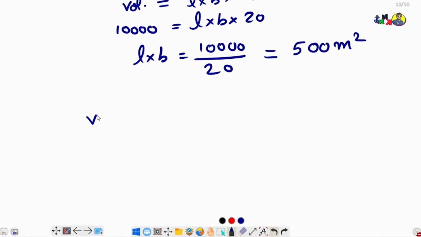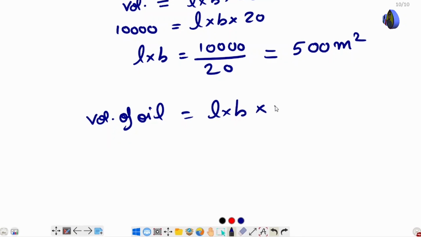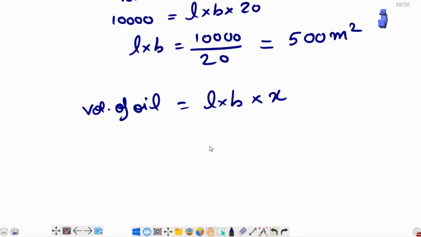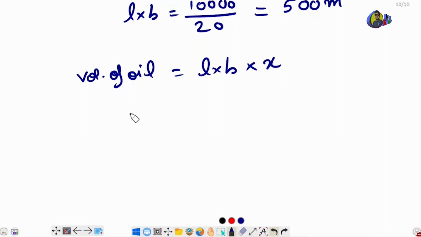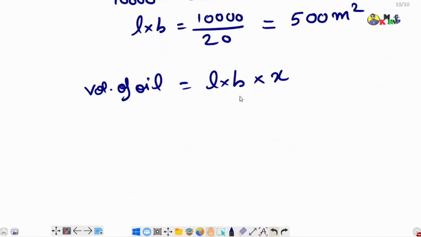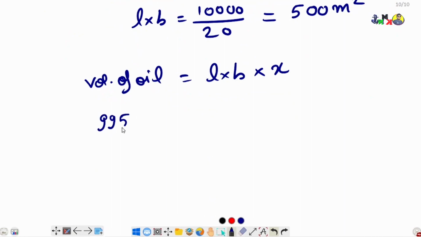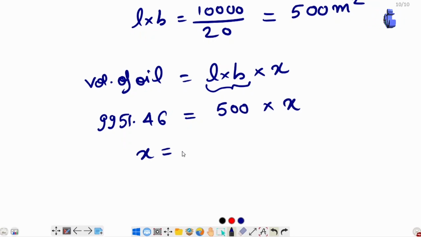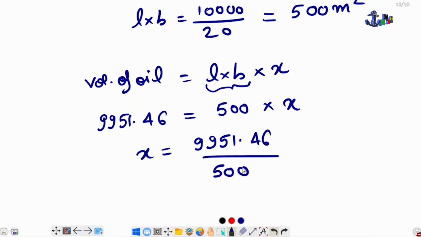Now we know the volume of oil, and we know L into B, and we need to find out X, that will be the sounding of the oil. This volume was 9951.46. This L into B is 500, and we need to find out X. So X will be equal to 9951.46 divided by 500, which will give you 19.90 meters.